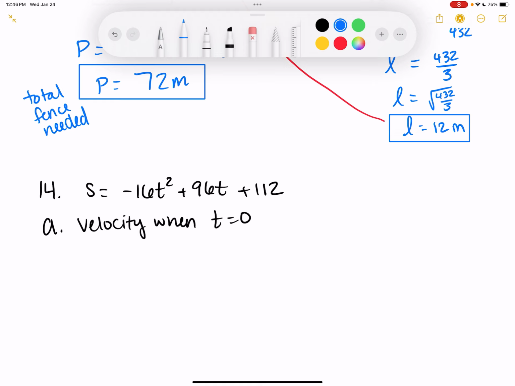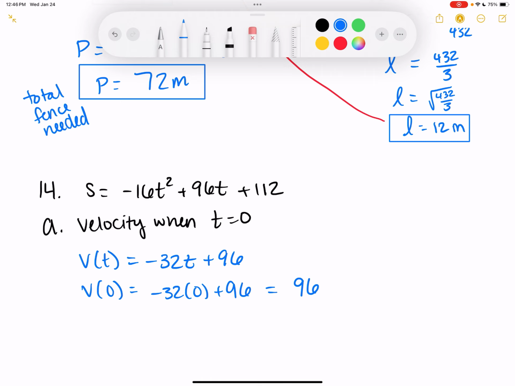So it's a little different than what we were doing, but kind of similar in the sense of how we initially set it up. So I want to find velocity. How do I find velocity from position? Yep. So the derivative of this would be what? Negative 32t plus 96. Okay. Now, I want it when T is 0, so I'm going to do V of 0. It's negative 32 times 0 plus 96. So the velocity at T equal to 0 is 96 feet per second. So that's part A.